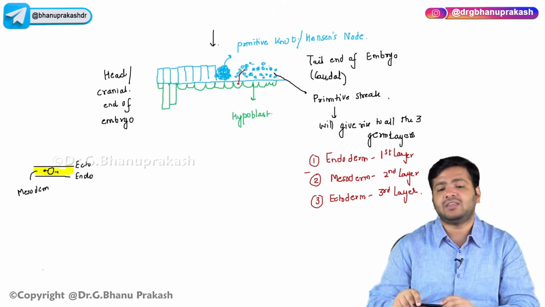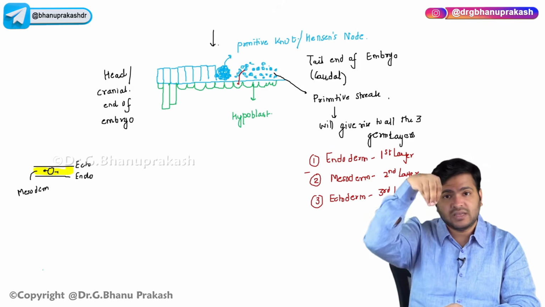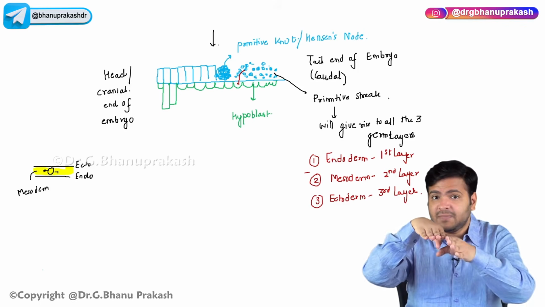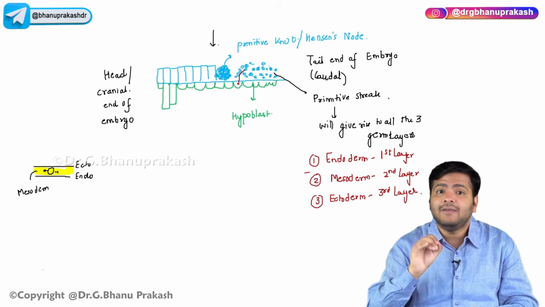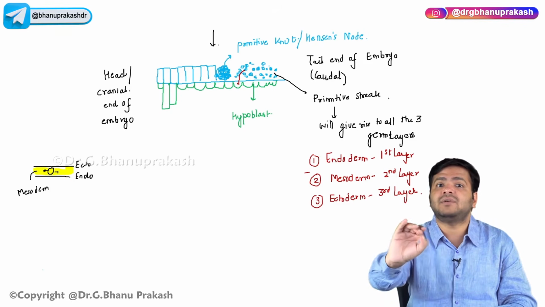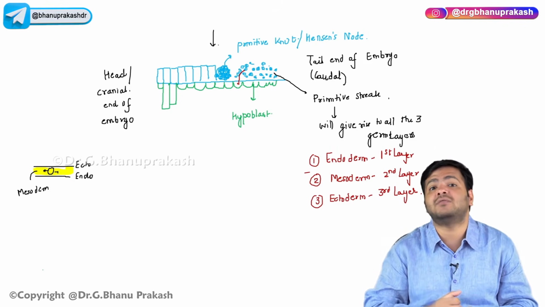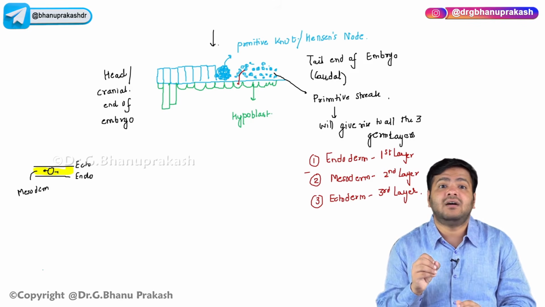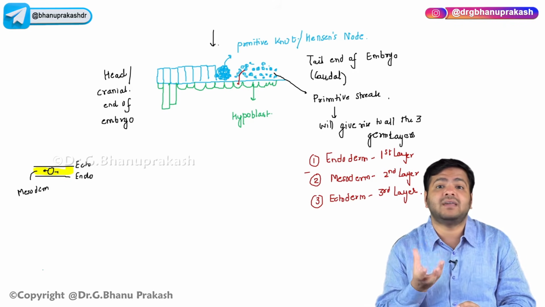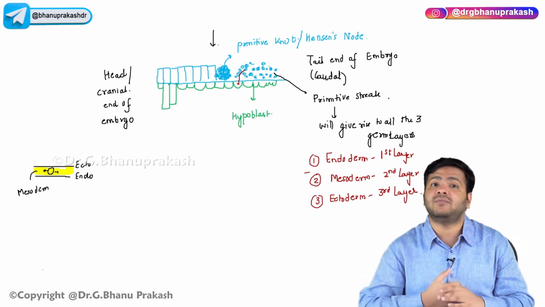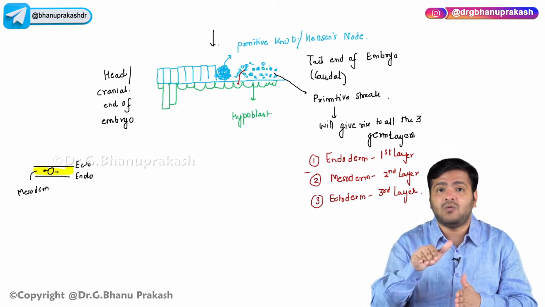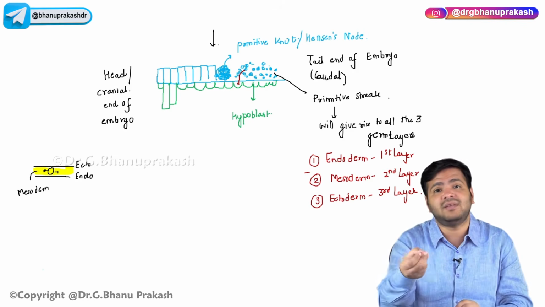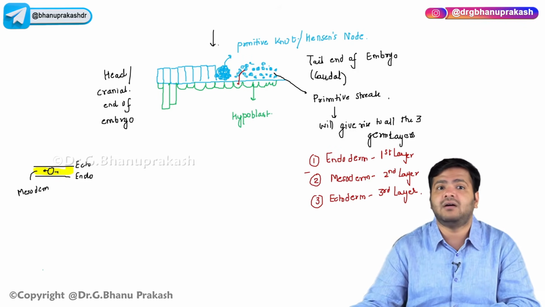Now what the primitive knot is actually doing is going down, right? It is replacing the mesoderm in the midline with new cells, and it is now called the notochord. I can say it is arising from the primitive knot. Why? Because the primitive knot is going down and replacing the mesoderm with new cells, and that is something which is called the notochord, right?